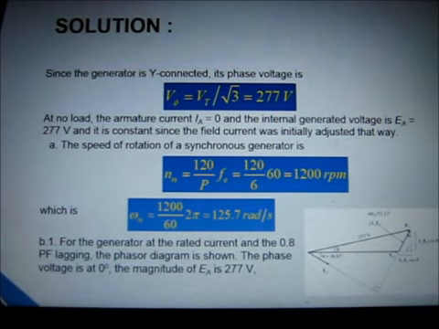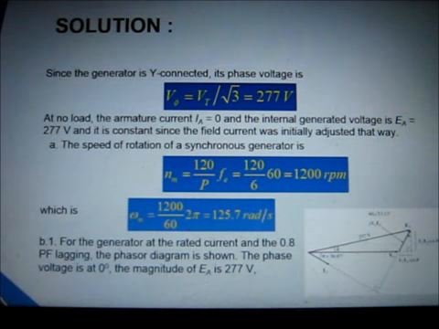You have to remember at no load IA equals 0, meaning armature current is 0, and hence the internal generated voltage EA is the same as the V phase, that is 277 volt, and it is constant since the field current is initially adjusted that way.